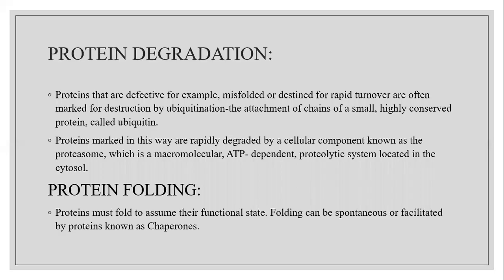The next type of post-translational modification is protein degradation. Proteins that are defective, for example misfolded or destined for rapid turnover, are often marked for destruction by ubiquitination. We saw the ubiquitination process in the previous slides. The protein marked in this way is rapidly degraded by a cellular component known as the proteasome, which is a macromolecular ATP-dependent proteolytic system located in the cytosol.